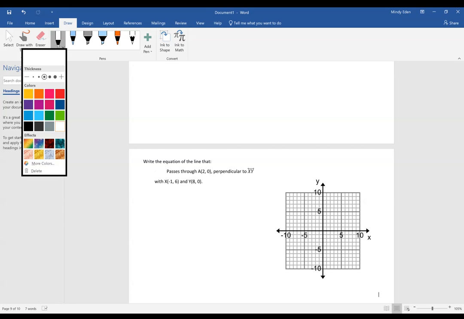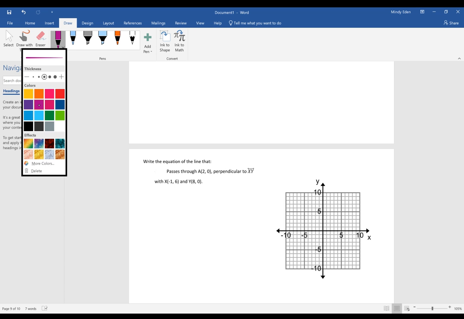Right, so for our fourth example, we could do this with parallel or perpendicular, so I'm only going to show you one. It says, write the equation of the line that passes through the point A at (2, 0), and it's perpendicular to the line XY, and they give you 2 points. So I'm just going to get a little visual.